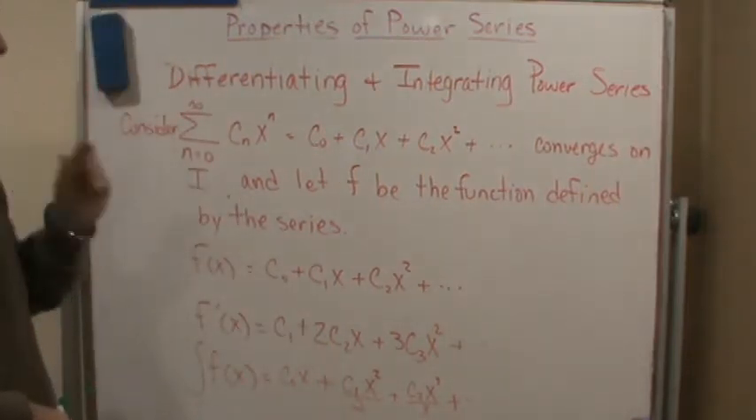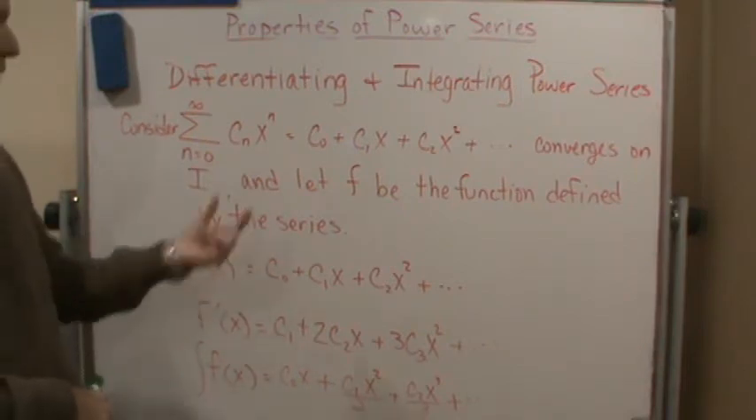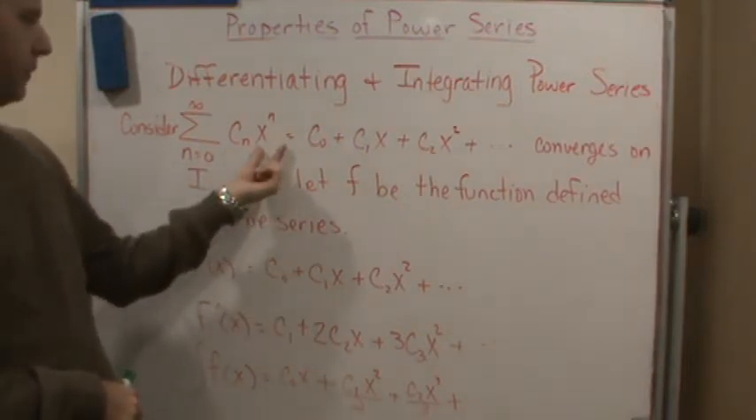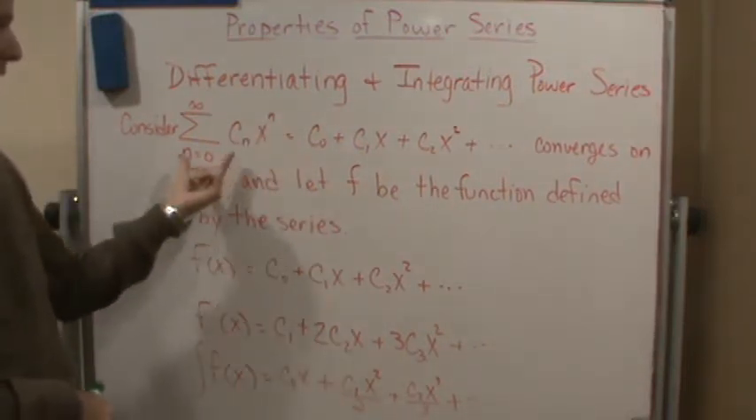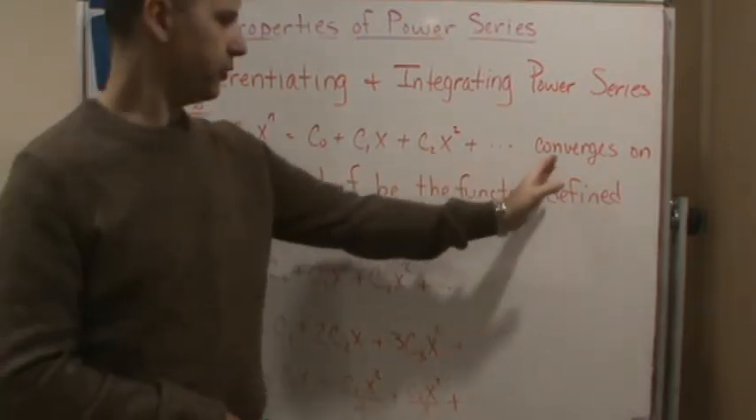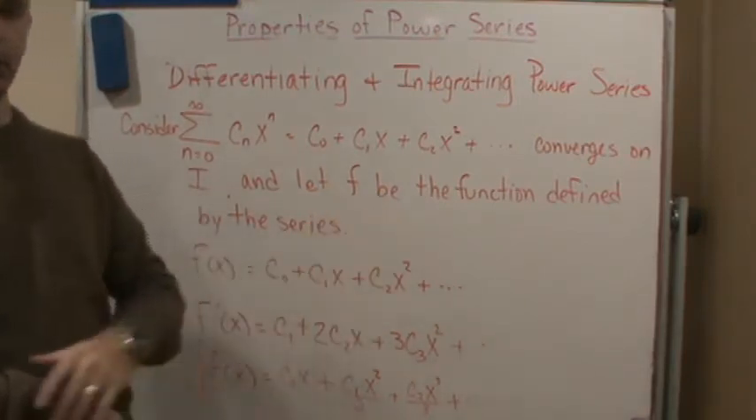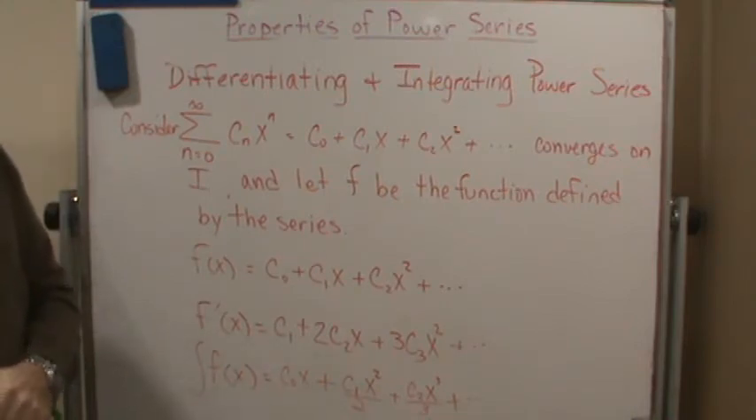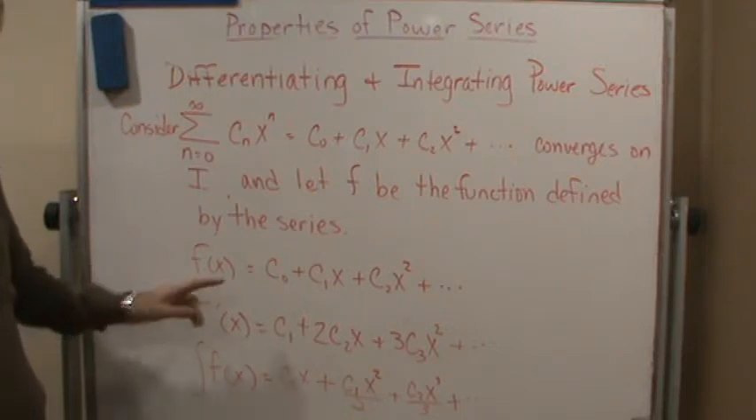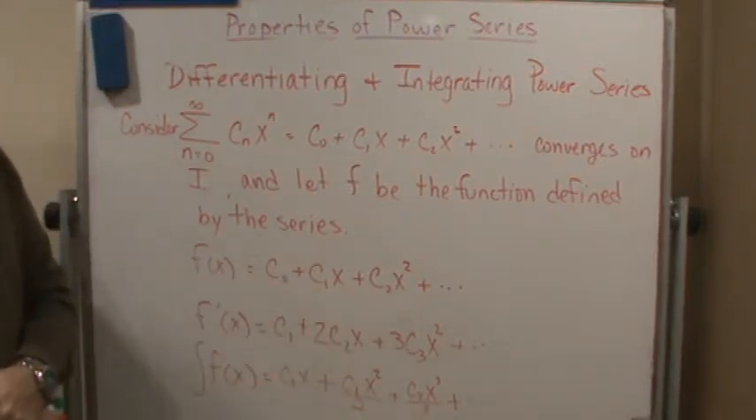So first, let's consider a power series of this sort, right? So c sub n times x to the nth power. So we have this infinite series, this power series. And we're going to again consider that it converges on some interval I. And then we're going to let f be the function that is defined by the series. So in other words, f of x equals this infinite power series.